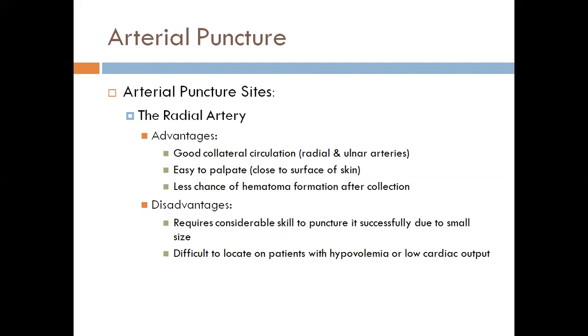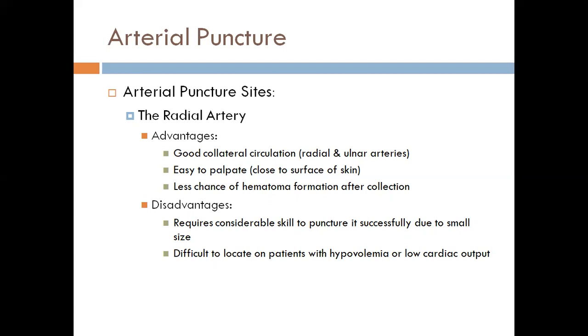Okay? Another advantage of choosing a radial artery is that there is less chance of hematoma formation after the collection. Okay? So there is less risk also of accidentally puncturing a vein or damaging a nerve kasi walang malapit na nerve or vein sa ating radial artery unlike for the brachial and the femoral. Okay? So those are the advantages of choosing your radial over the other sites of arterial puncture.